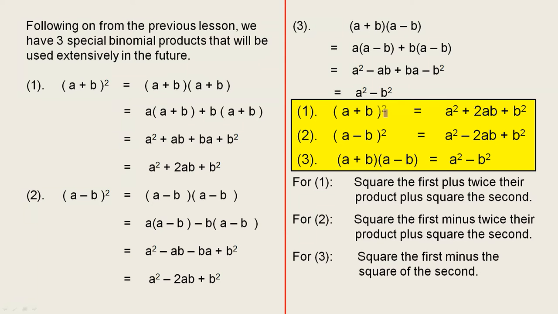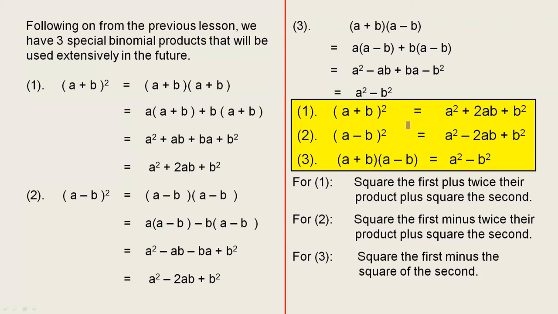So in summary, when you have two terms and you add them together and you square those terms, that's what you get. When you have two terms and there's a subtraction or minus sign between them and you square them, that's what you get. And when you have the product of a sum and difference, that's what you get. Now, what does this actually mean?